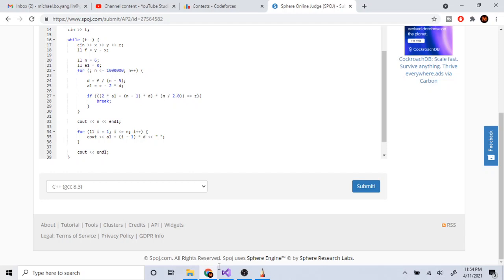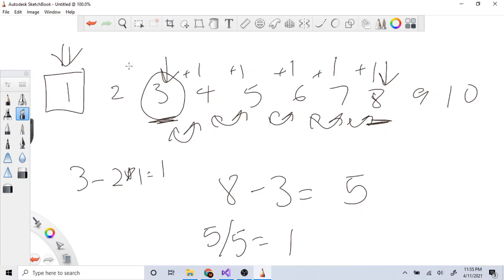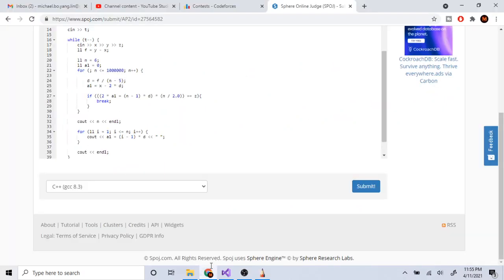And then I'm going to set my third term and subtract 2 times this difference. So what does that do? This third term, 3, minus 2 times the common difference of 1, so 2 times 1, is just going to give us 1. So this gives us the first term. If I take the third term and subtract 2 times the common difference, I get the first term. So that's what helps you.